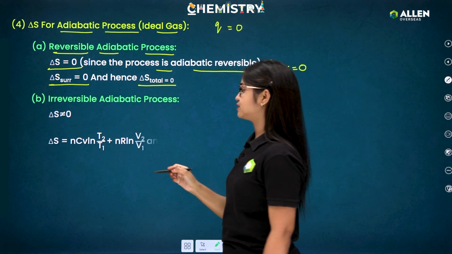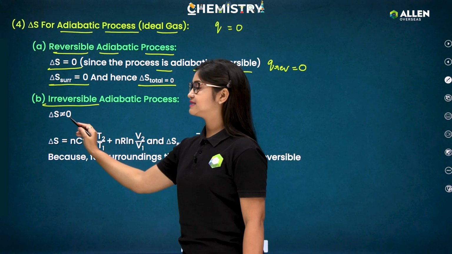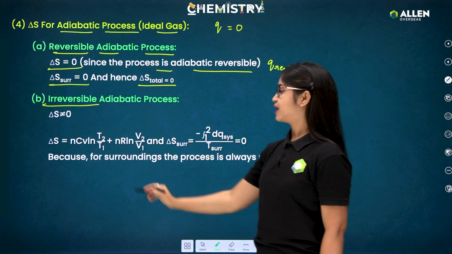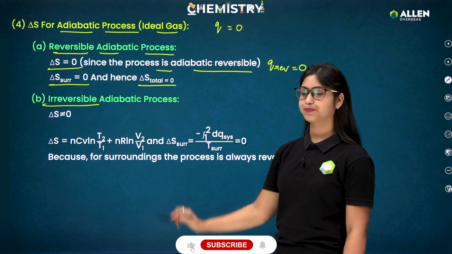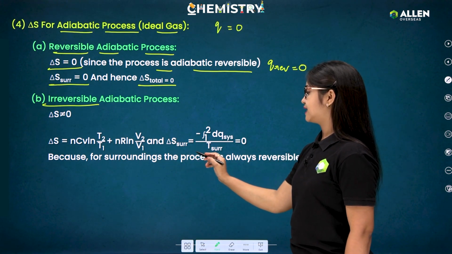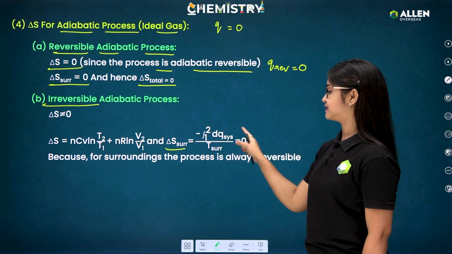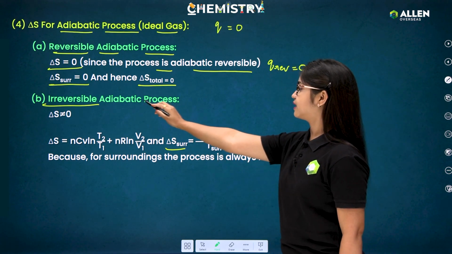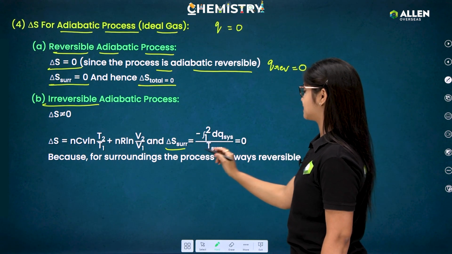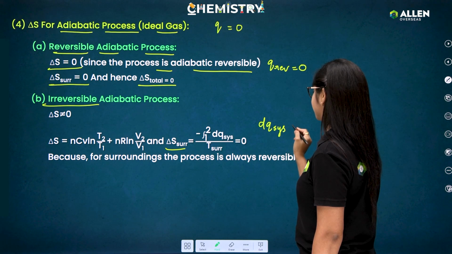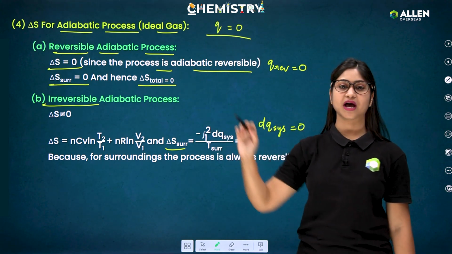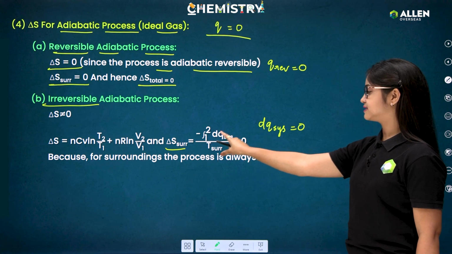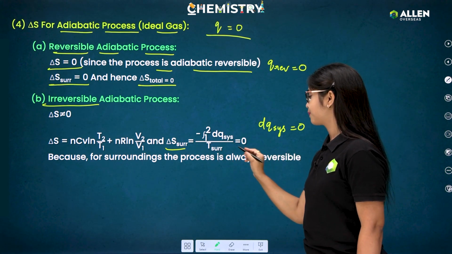Okay. But when we talk about irreversible process, delta S system is not equal to 0. For irreversible process, we have to calculate the value of delta S using this formula, nCv ln T2 by T1 and nR ln V2 by V1, or P1 by P2. And delta S surrounding we find by using the same formula, minus dq system by T surrounding. For the adiabatic process, dq system will always be 0, and because the delta S surrounding formula has this dq system term, it will become 0.